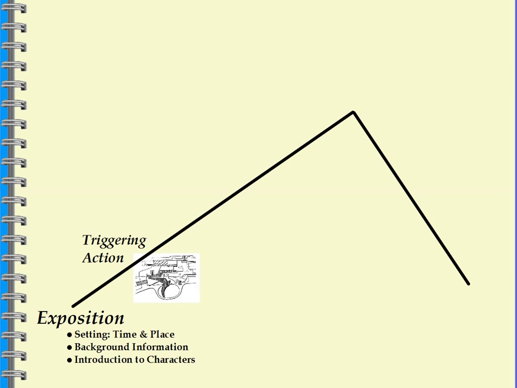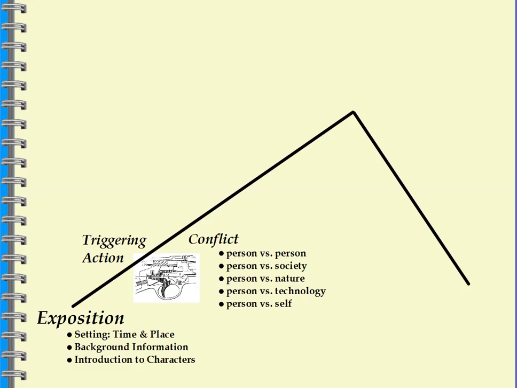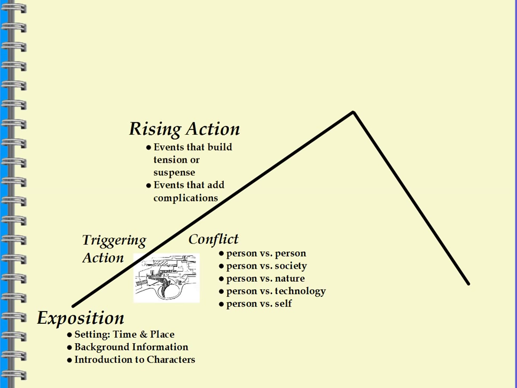But the conflict is general to literature and will be one of the following: person versus person, person versus society, person versus nature, person versus technology, or person versus self. Now that the story has begun and our character has a reason to move forward, or has momentum, the next part builds: the rising action. As the left line continues its upward slope, the rising action is the events that the character moves through, which build tension or suspense and add complications to the conflict.